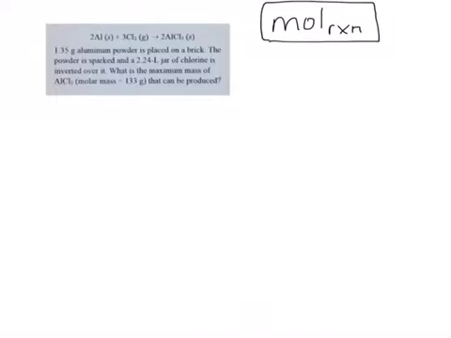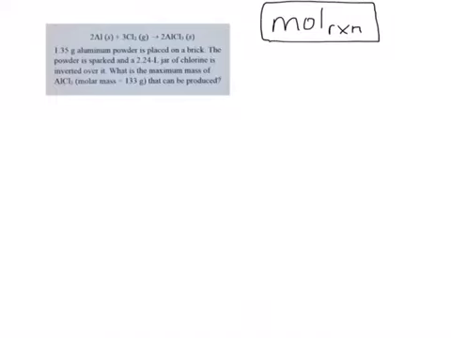This last method is the hardest to get your head around, and it uses a new unit, mole reaction. RXN is just the abbreviation for reaction. And this means per mole of the reaction as written.